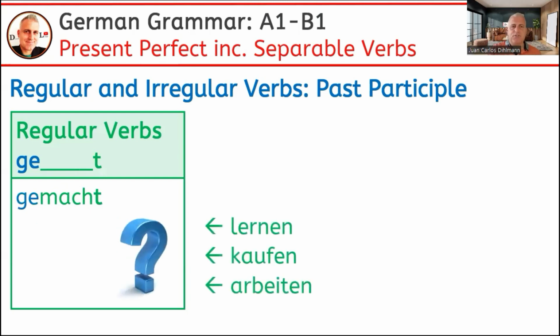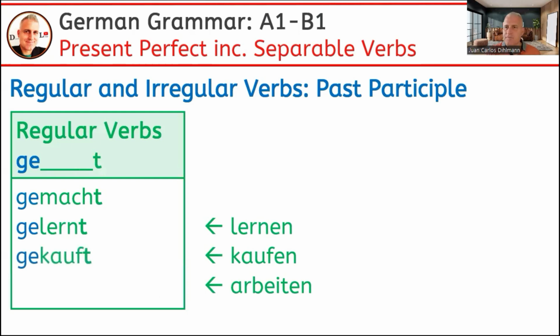So now you try to form the past participle for the regular verbs lernen, which means to learn or to study, kaufen, which means to buy, and arbeiten, which means to work. Lernen. What is the past participle? Gelernt. Kaufen. Gekauft. Arbeiten.